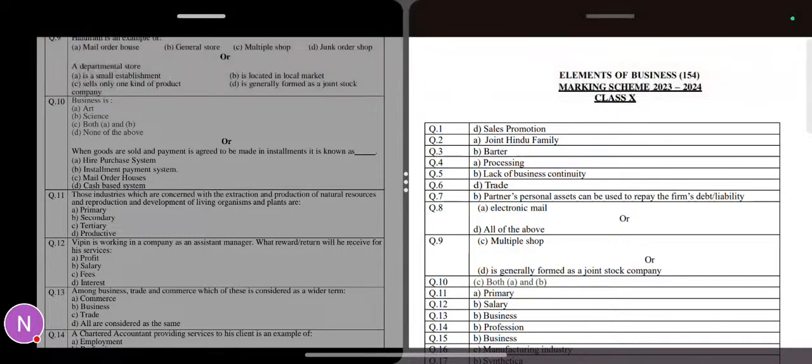Moving on to our 11th question. Here they have asked, those industries which are concerned with the extraction and production of natural resources and reproduction and development of living organisms or plants are primary, secondary, tertiary, or productive. So they are known as primary industries.